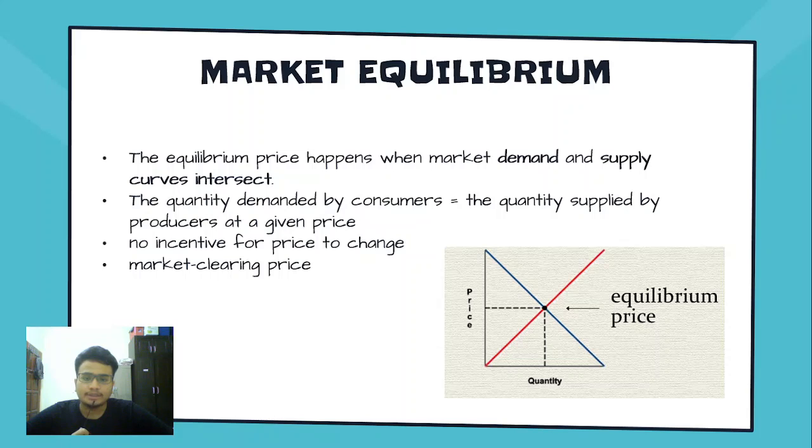The next is about the market equilibrium. Market equilibrium price happens when the market demand and supply curves intersect. The quantity demanded by consumers is equal to the quantity supplied by producers at a given price. There is no incentive for the price to change, and it is the market clearing price. We can see in the graph of the equilibrium, the curves of supply and demand intersect at the price and quantity.